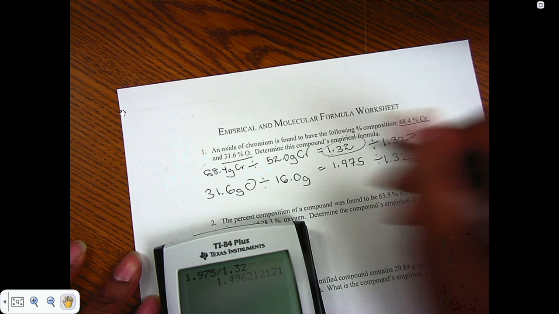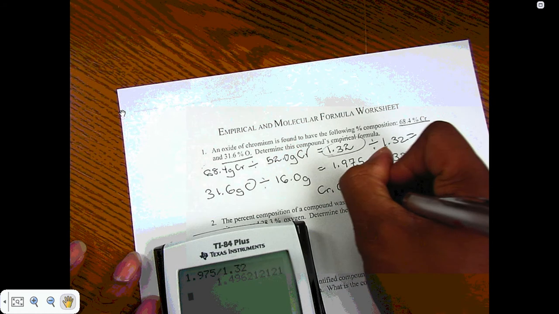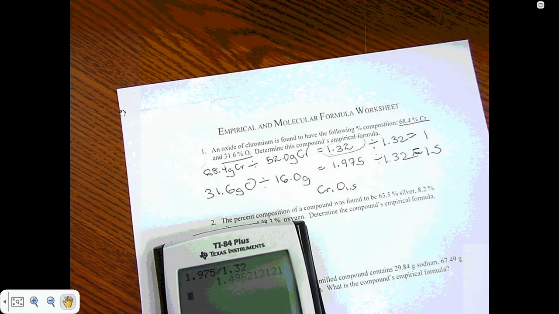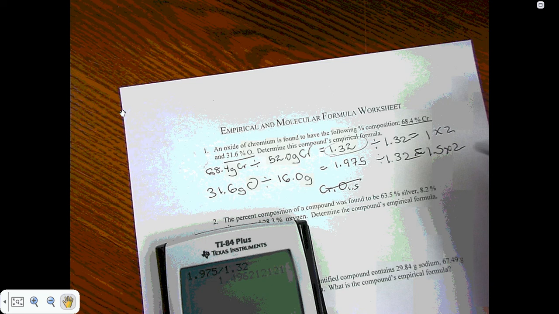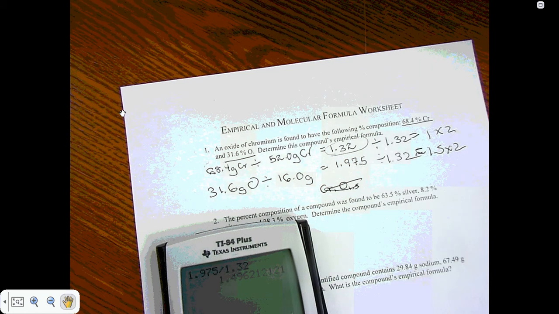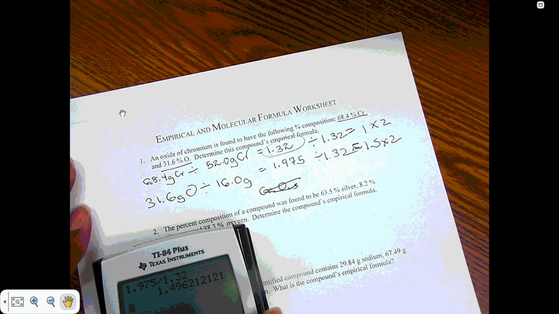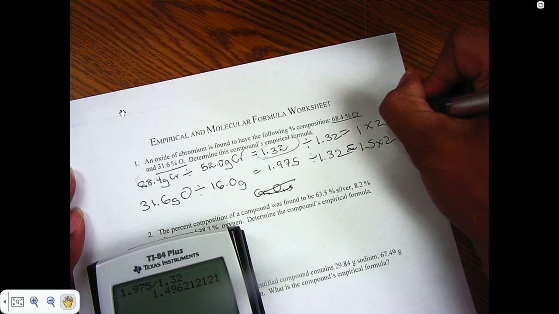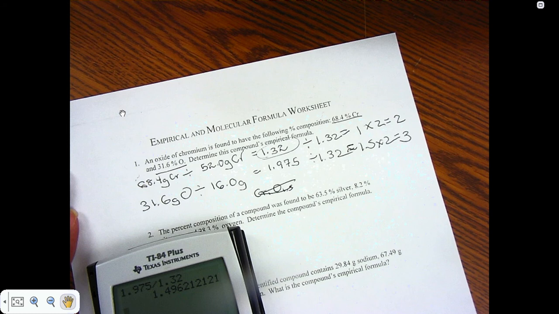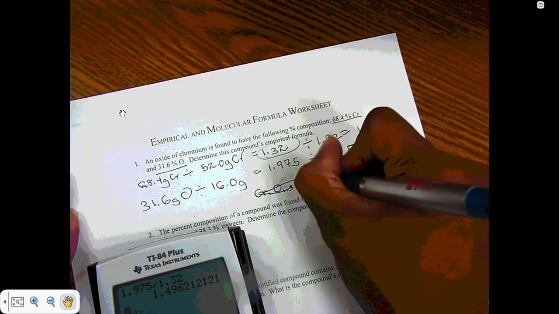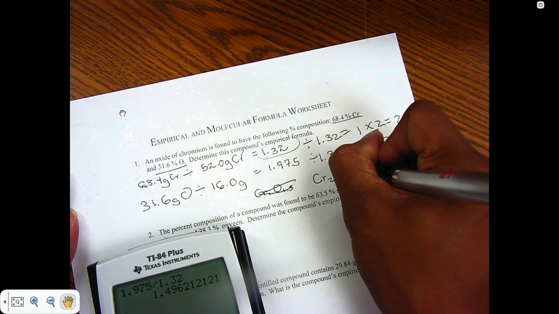Next, because I know that chromium cannot be represented as Cr1 oxygen 1.5, I need to find a whole number ratio that's close to these. What I'm going to do next is multiply these by 2, because that's going to give numbers that can be more closely associated with whole numbers. So 1 times 2 is obviously 2, and 1.5 times 2 is going to yield 3. And so my representative empirical formula would be chromium 2, oxygen 3.